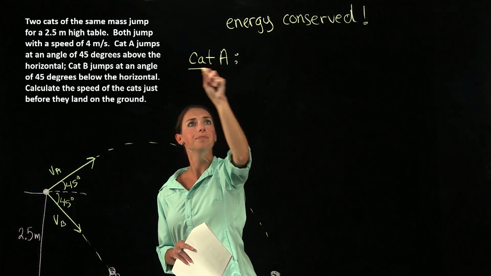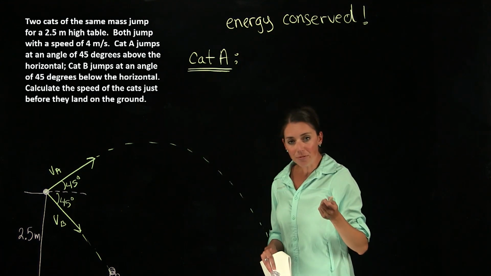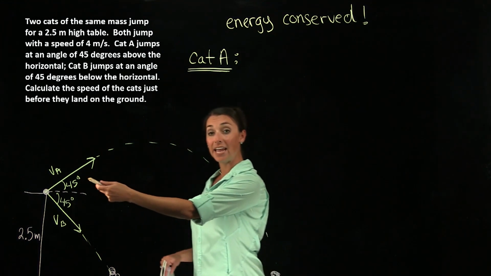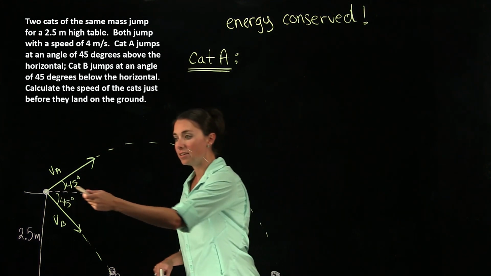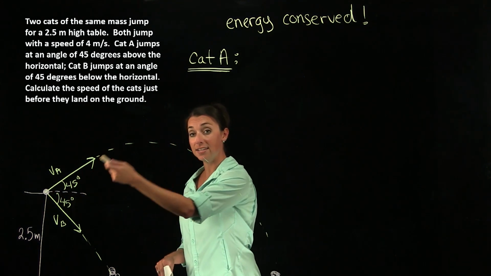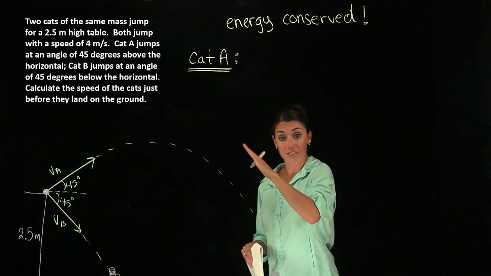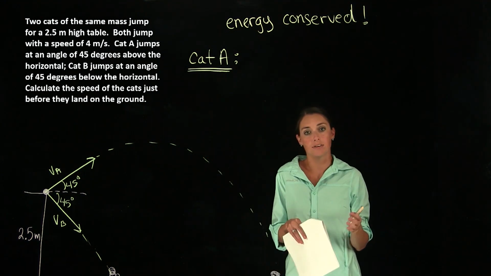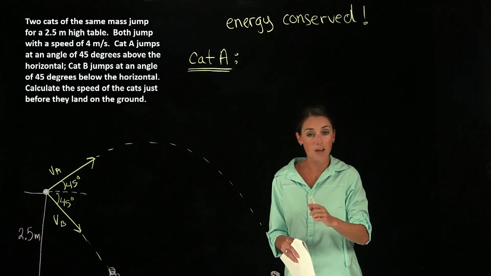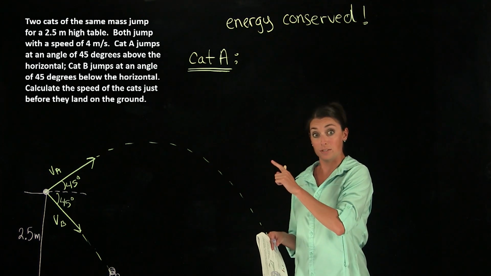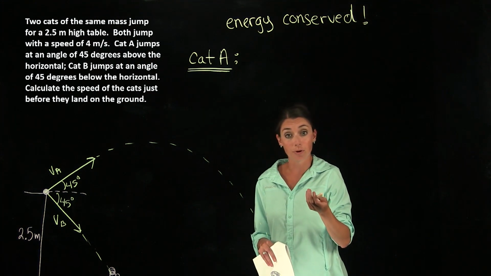So cat A. What type of mechanical energy can we say cat A has at this point here? All right, so it looks like they are jumping with a velocity. The cats actually start with speed, versus just tipping over off the table, which would mean they were starting at rest. But these cats actually jump with a speed. So it starts off with a speed of 4 meters per second.